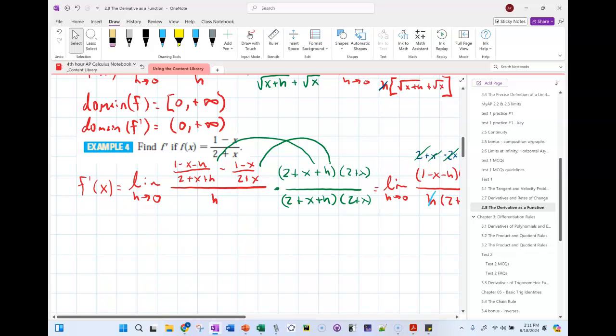If I compare the domains for f and f prime, what did you notice? What's the domain for f?